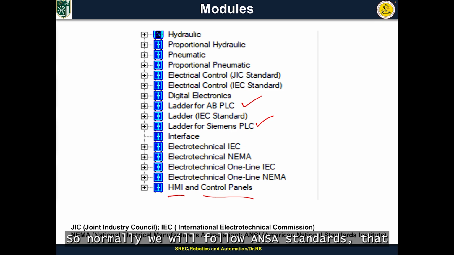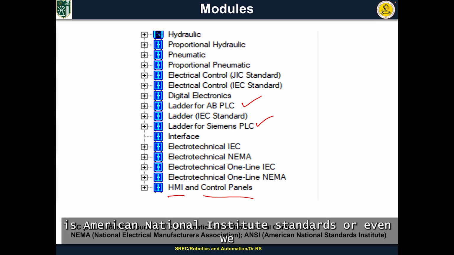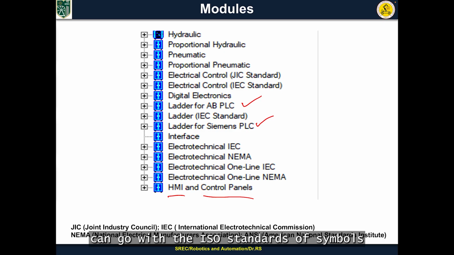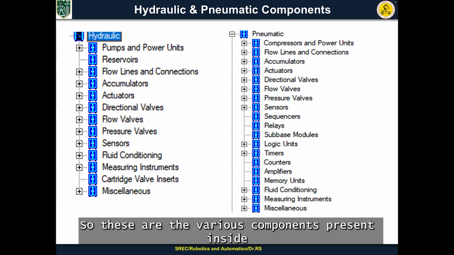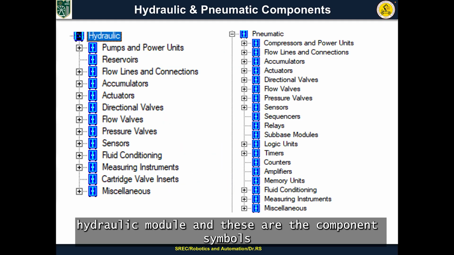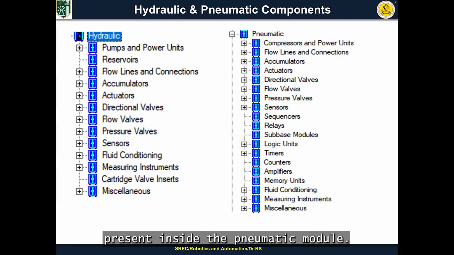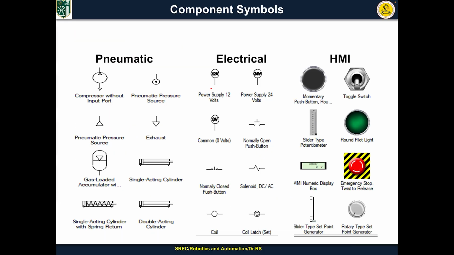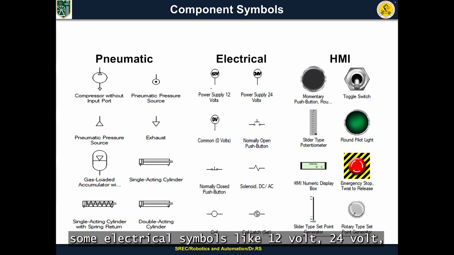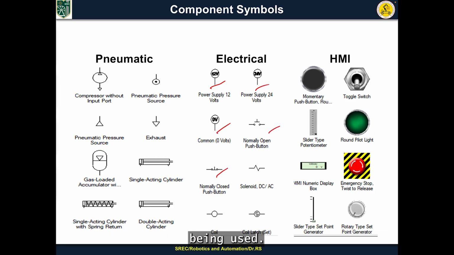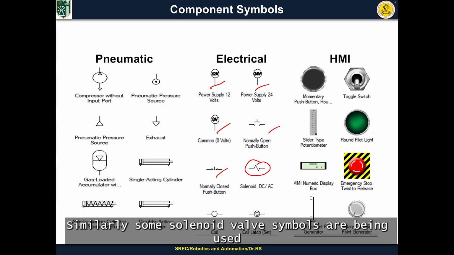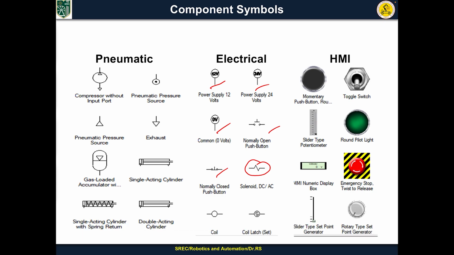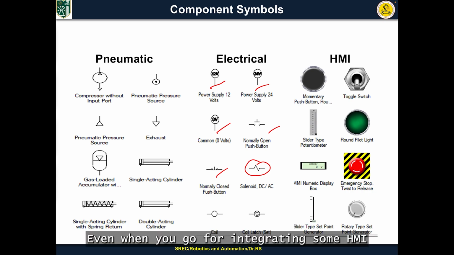Normally we follow ANSI standards, that is American National Standards Institute, or we can go with the ISO standards of symbols being used for circuit design and development. So these are the various component symbols present inside the hydraulic module, and these are the component symbols present inside the pneumatic module. Then coming to the combinations, we can have electrical symbols like 12 volt, 24 volt, 0 volt, and normally open, normally closed contacts. Similarly, solenoid valve symbols are used in the electropneumatic circuits. Even when you integrate HMI components, we have the symbols available in the software.